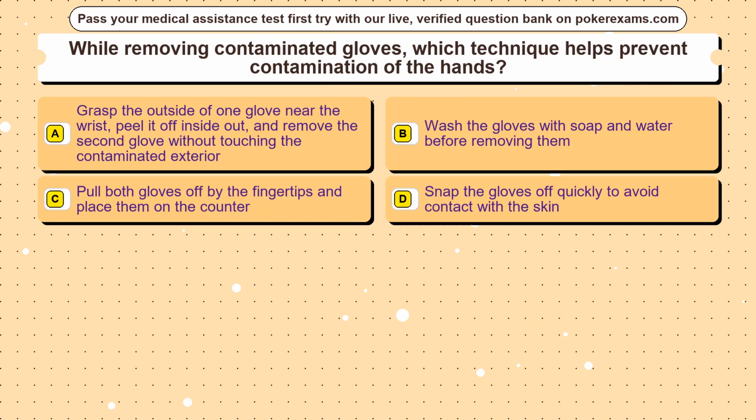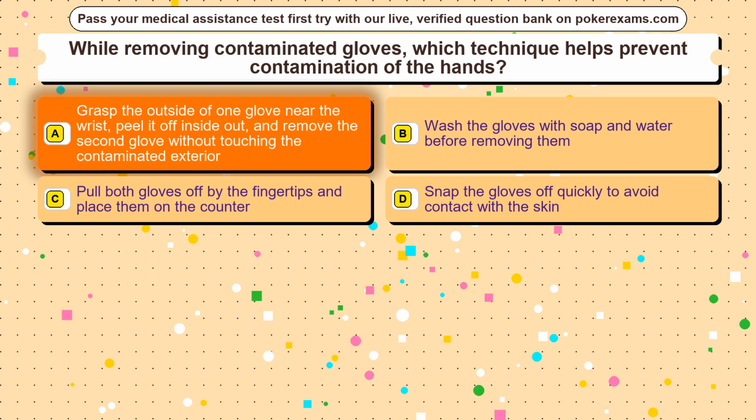Question 12. While removing contaminated gloves, which technique helps prevent contamination of the hands? Option A. Grasp the outside of one glove near the wrist, peel it off inside out, and remove the second glove without touching the contaminated exterior. Option B. Wash the gloves with soap and water before removing them. Option C. Pull both gloves off by the fingertips and place them on the counter. Option D. Snap the gloves off quickly to avoid contact with the skin. The correct answer is option A.